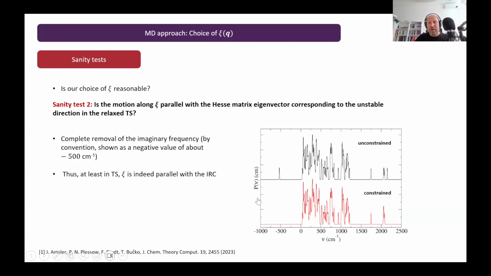This is the effect on the overall vibrational spectrum. This is the vibrational density of states. In this notation, negative numbers correspond to imaginary frequency. So yeah, this disappeared, and the rest of the spectrum is affected only a little.